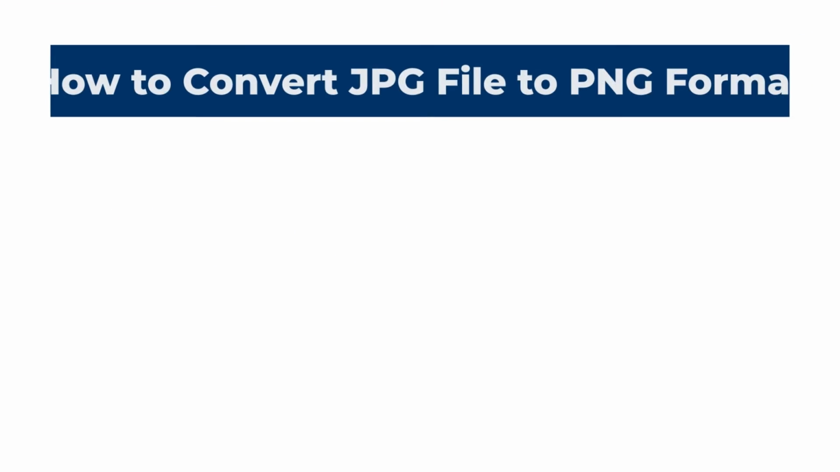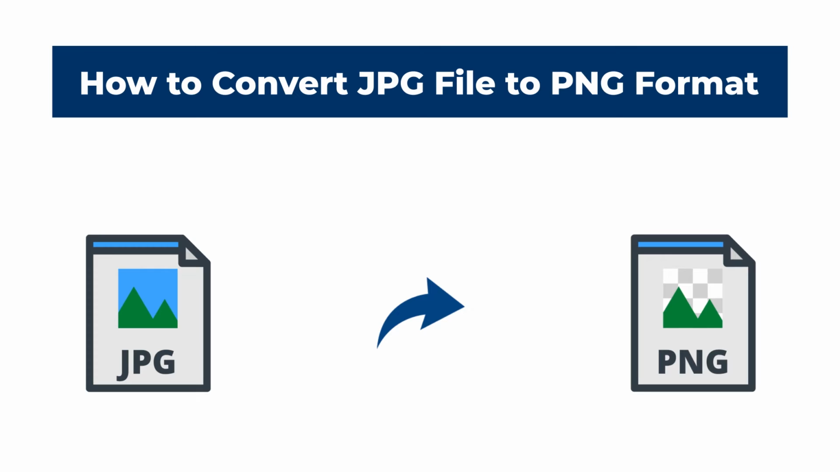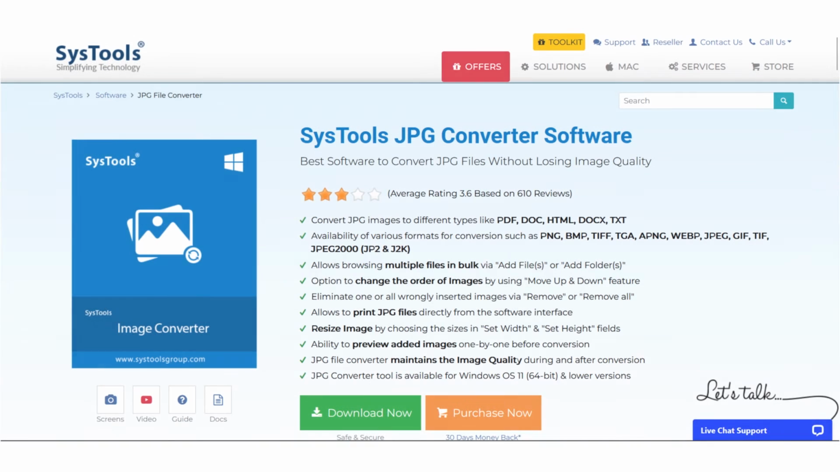Welcome to this video, a step-by-step guide on converting JPG images to PNG format using SysTools Image Converter. Whether you need a transparent background or a lossless image format, this tool makes the process fast and hassle-free. Let's get started. First, go to the official SysTools website and download the Image Converter software.